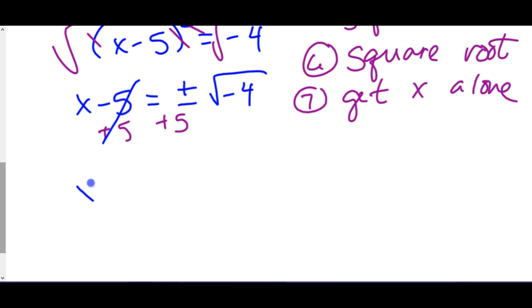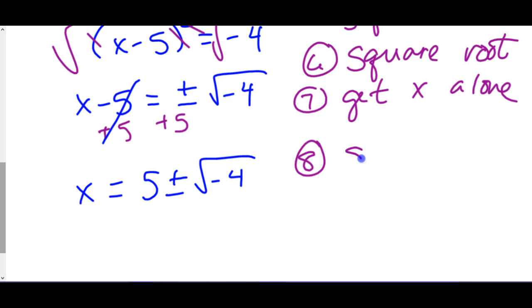So we get x equals, and again we put the number first, the square root second. X equals 5 plus or minus square root of negative 4, and our last step is simplify the square root.